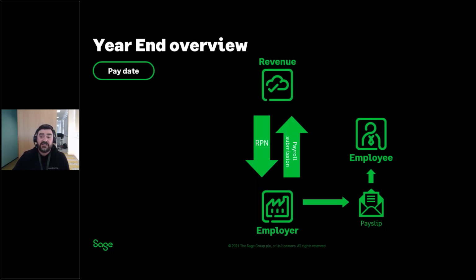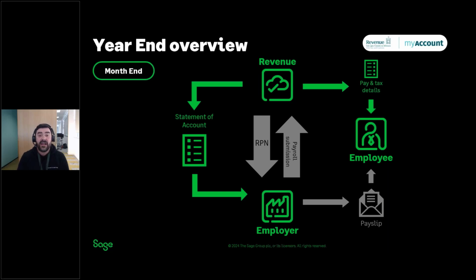Now, because you're doing this each pay date, when you get to the end of the month, Revenue have enough information to produce your statement of account. So this is usually available by the 5th day of the following calendar month, and it gives you a summary of your liabilities broken down into tax, PRSI, USC, and LPT. They also make available to your employee the pay and tax details that you submitted on their behalf. So employees can log into My Account via the Revenue website, and they would see details of what's been submitted by you.